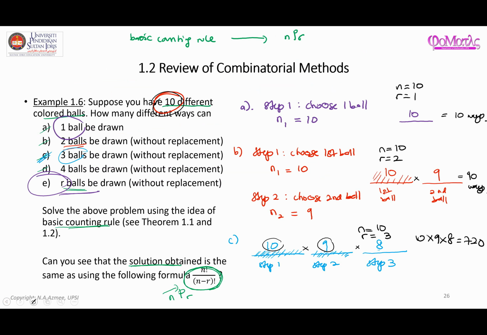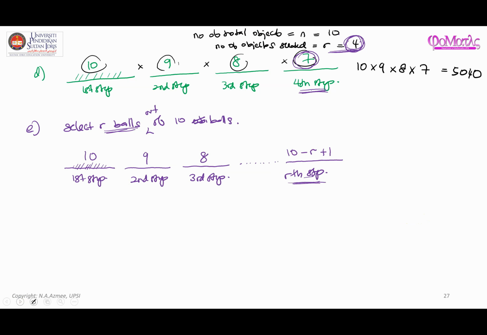Similar to this one, if r is equal to 3, the number here is 8. So 8 can be obtained by having 10 minus 3 plus 1. Yes, so we got 8. Therefore, for this one, we get 10 minus r plus 1. I hope that you are following this discussion so far.